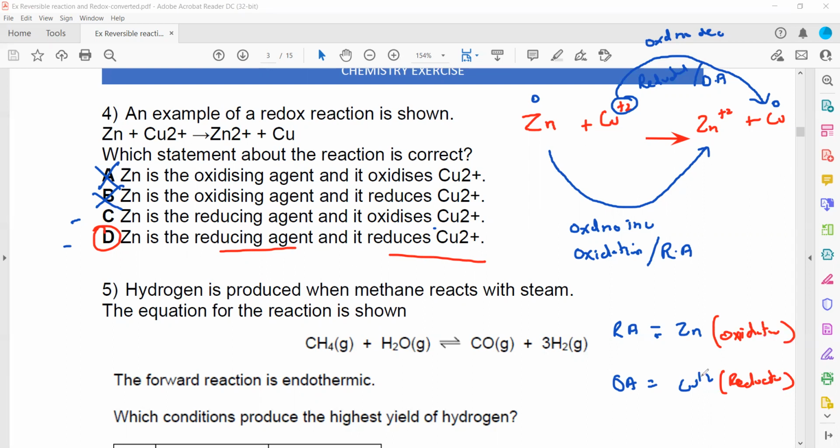Is this question clear? So D is the correct answer for this. Is it clear now? A substance for which oxidation happens is a reducing agent, and a substance for which reduction happens is an oxidizing agent.